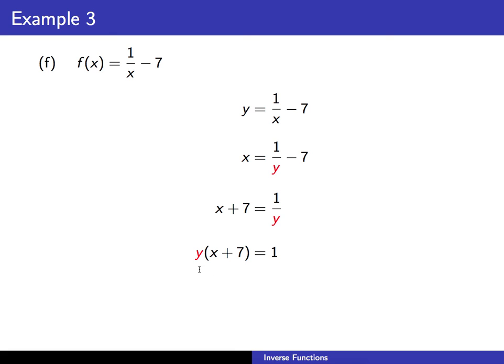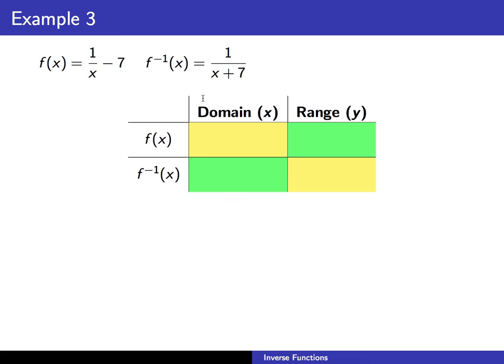So rather than do that, since we already have the red y outside parentheses, and we have red y times the expression x plus 7, if we divide both sides by x plus 7, that'll get the red y all by itself. So we have y equals 1 over x plus 7, which is our inverse function for 1 over x minus 7.